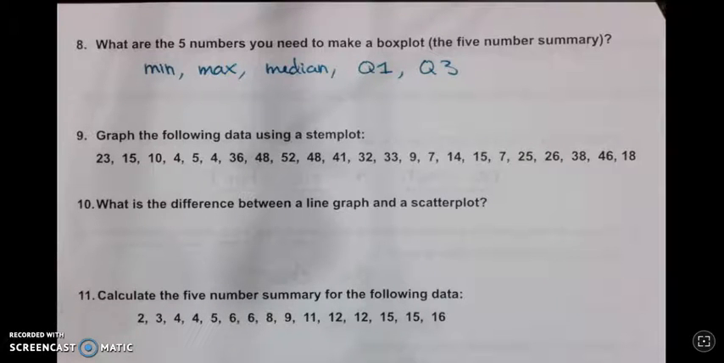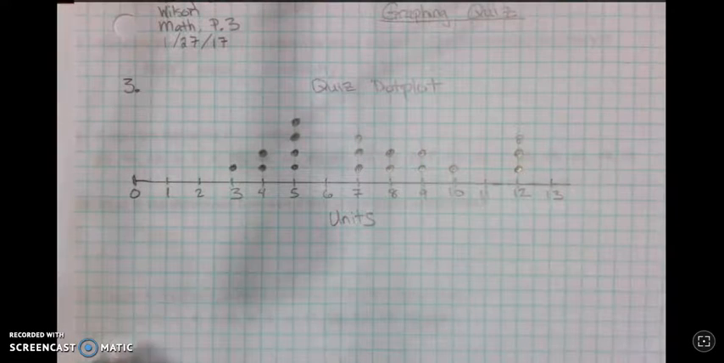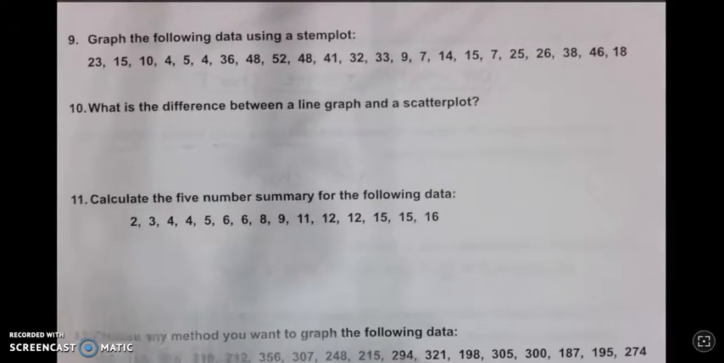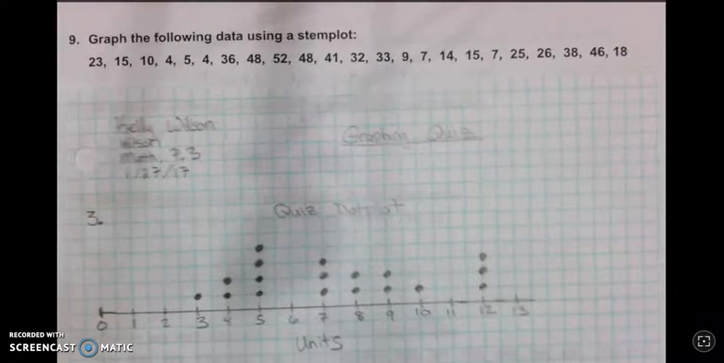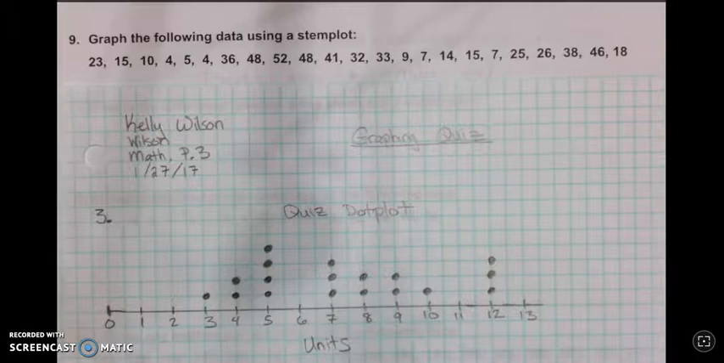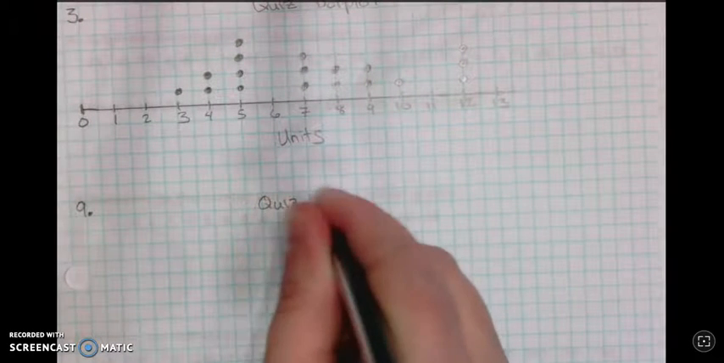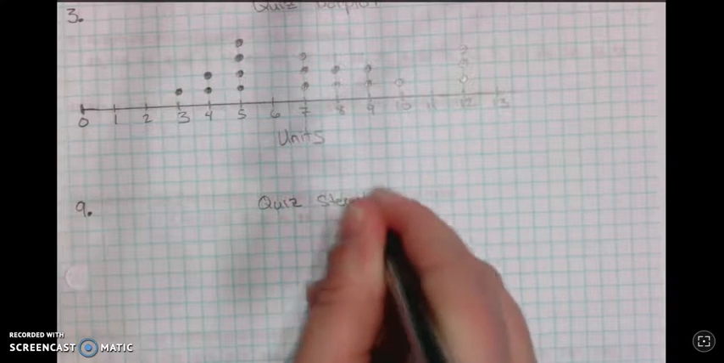Okay, number 9, we are graphing again. So you're going to go back to your graph paper and make sure you label this number 9 here. And again, all the data I gave you is just a list of numbers. So I'll change that and I'll give it context so you can give a good title and label. We're going to use a stem plot. So my title is going to be our quiz stem plot.